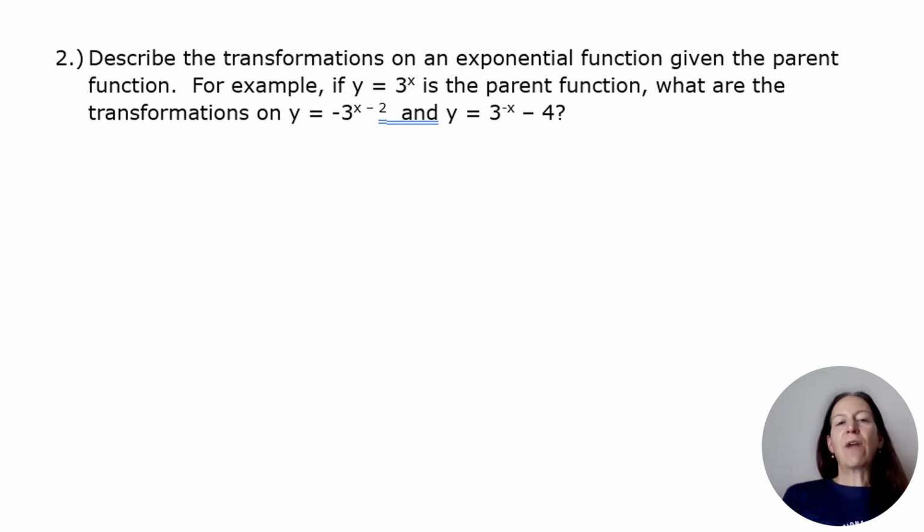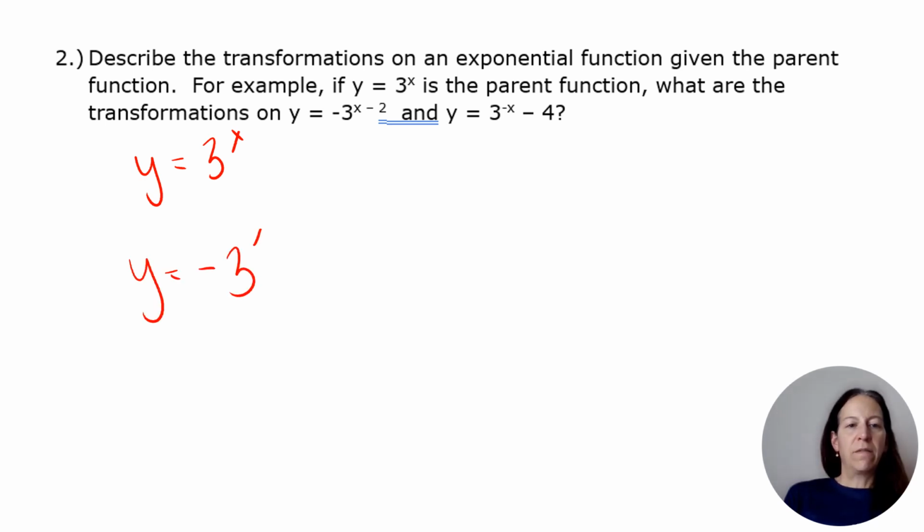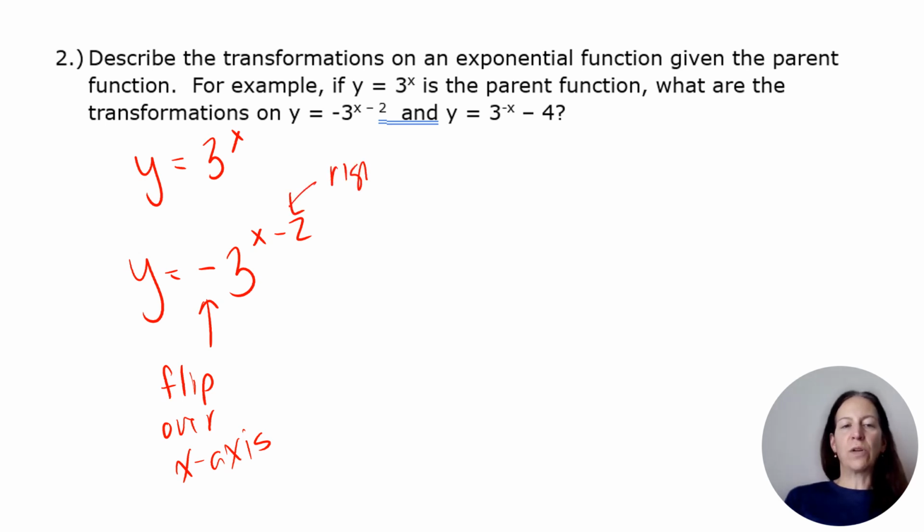Next one, describe the transformations given the parent function. So this would be like, here's your parent. Okay, so we have y equals 3 to the x, and you would be asked, what are the transformations on y equals negative 3 to the x minus 2. Well, we know that a negative out in front will reflect it. And this is actually a reflection over the x-axis. So we could say reflect or flip is fine. Flip over x-axis. And subtracting a 2 on the inside of the function will send it right 2 units.